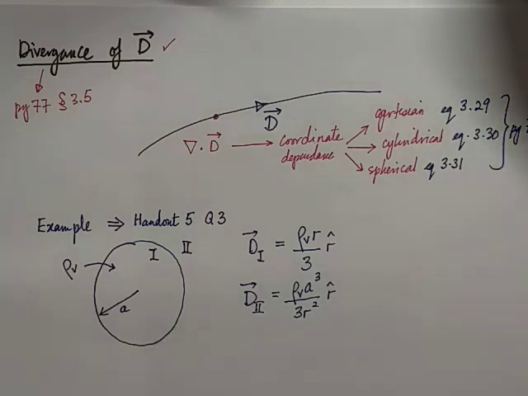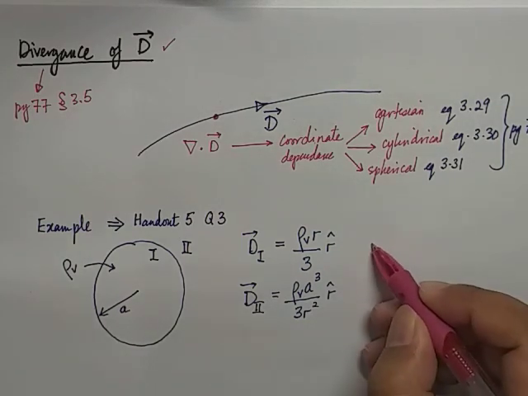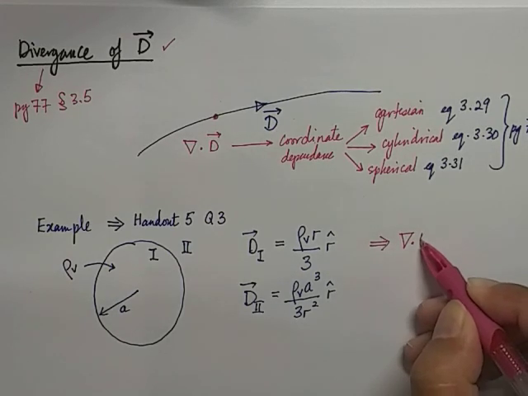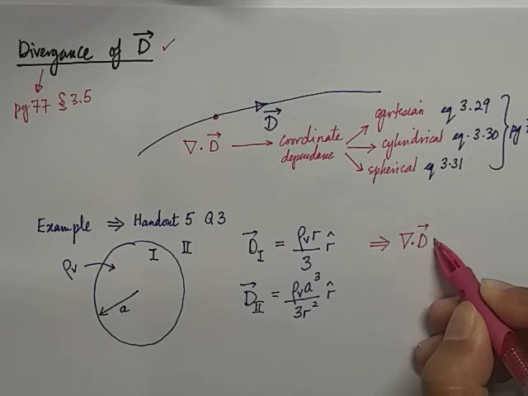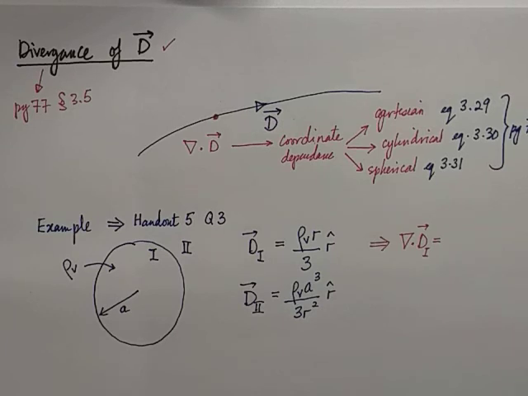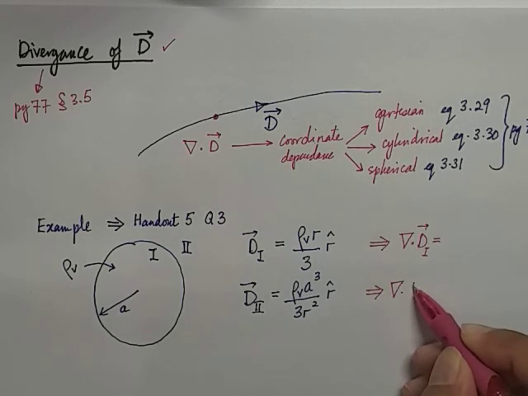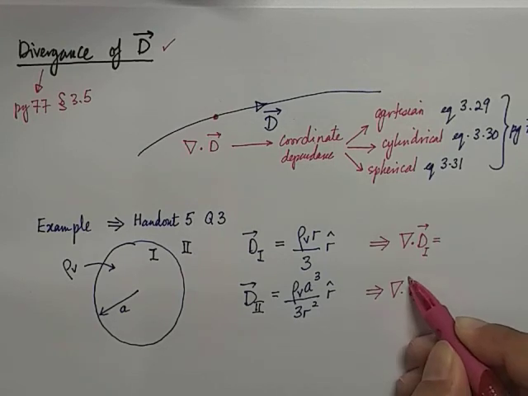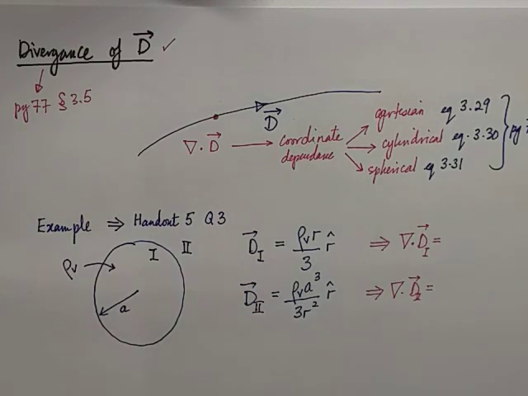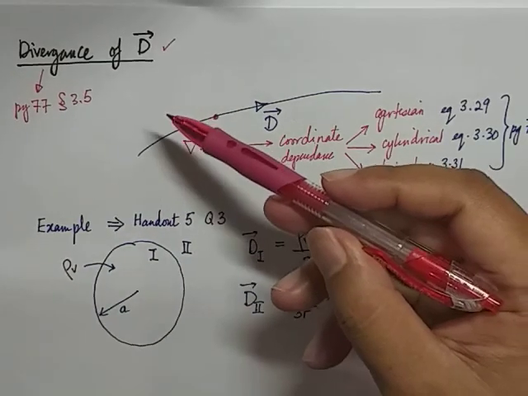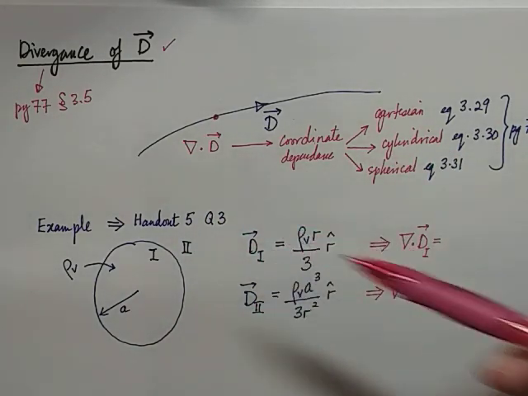So what we're going to do in our discussion now is find the solution of the divergence of D1. What should be the solution for this particular mathematical model for the divergence of D1, and what should be the solution of the divergence of D2? That's our objective in this discussion.